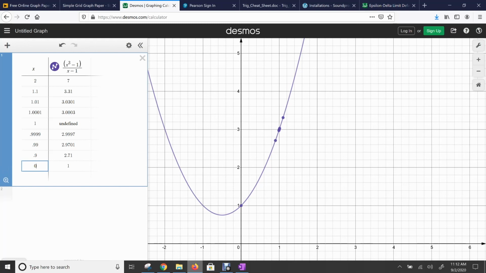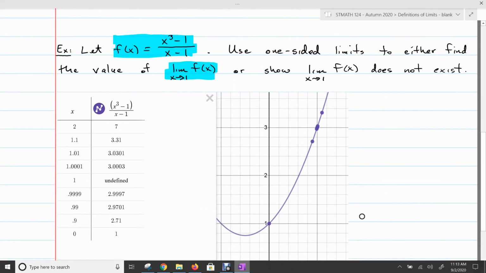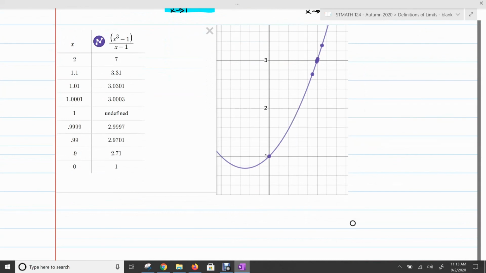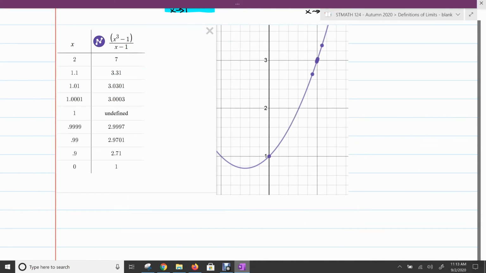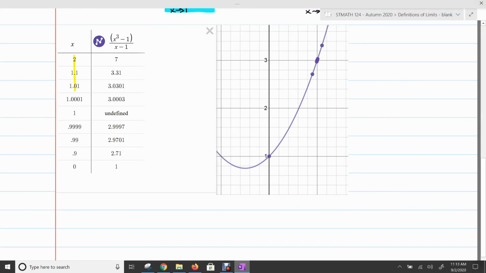I think that's probably enough values to get the sense of it. So we wanted to use one-sided limits to either find the limit as x approaches 1 or show that it does not exist. What I'm seeing, both from the numerical and from the graphical, is that as the values of x approach 1 without being equal to 1, here I've got x going to 1 from the right, here I've got x going to 1 from the left. It looks to me like either way, they're getting close to about 3.